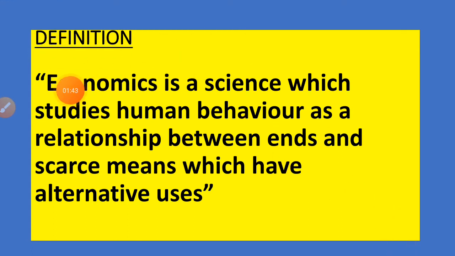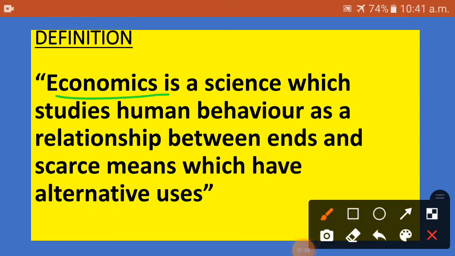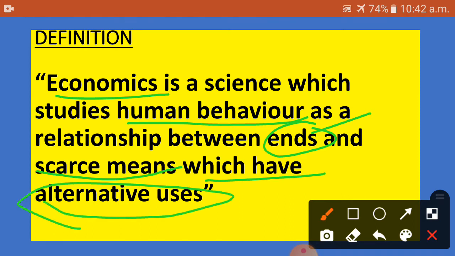First of all, the definition: economics is a science which studies human behavior as a relationship between ends and scarce means which have alternative uses. So economics is one kind of science which studies human behavior. Ends means wants, unlimited, and scarce means limited resources which have alternative uses, meaning substitute uses.